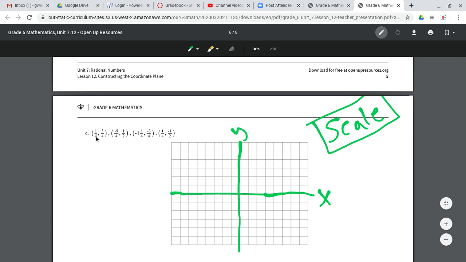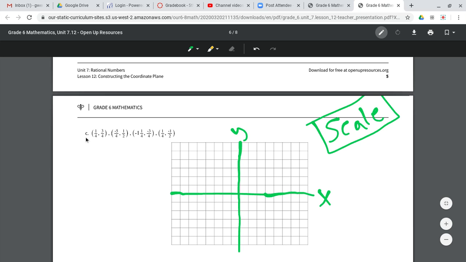All right, so looking at this, we have 1/4 and 3/4, -5 and 1/2, -1 and 1/4, and -3/4, and 1/4 and -1/2. So what do we notice about all of these values, especially the denominators?